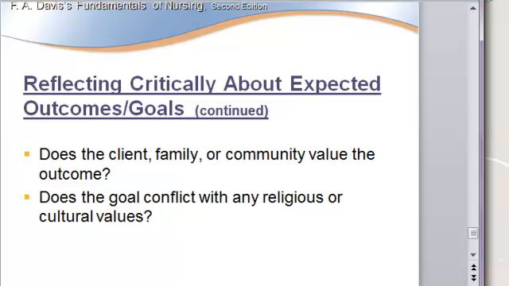We also have to think critically when we continue to think about our expected outcomes or goals: does the client, family, or community value that outcome? That's very important because it's not your outcome, it's your patient's outcome. And if they don't value it, and if they don't think it's important, then it's not going to happen. And does the goal conflict with any religious or cultural values? Always a question that you need to ask yourself.